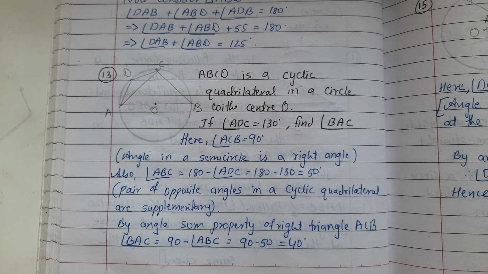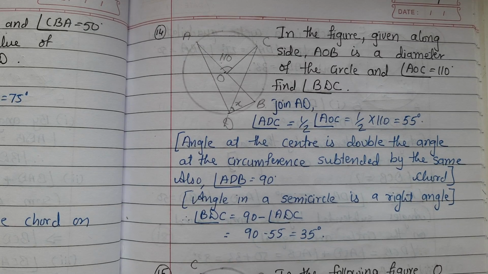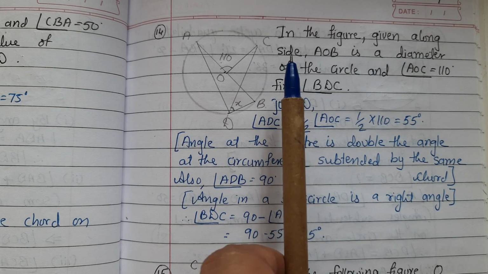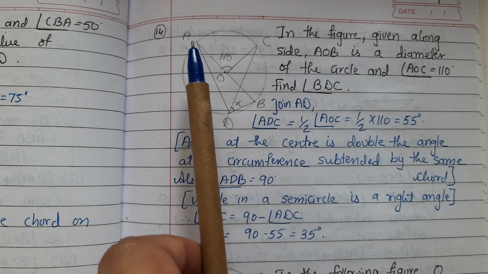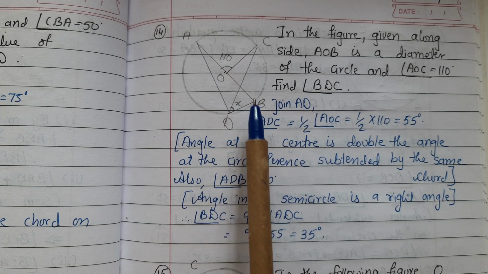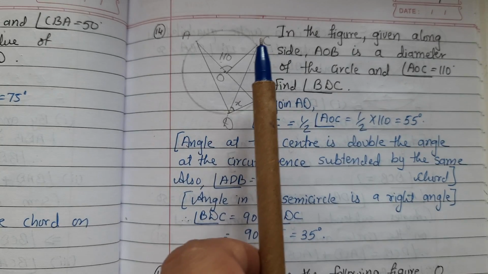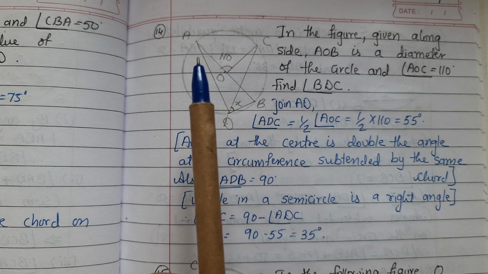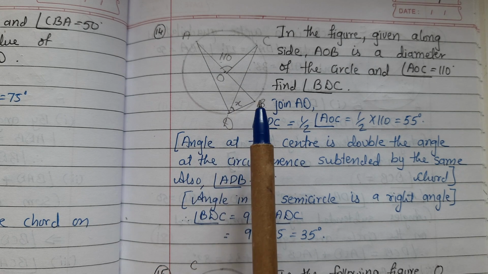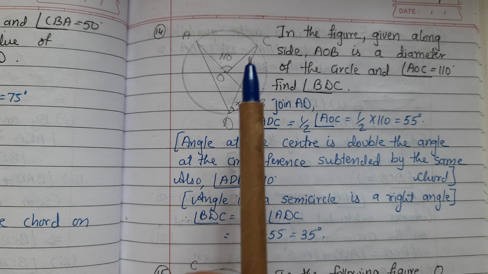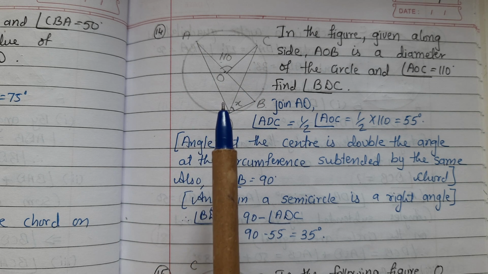40 degree. Number 14, in the figure given alongside, AOB is the diameter of the circle and angle AOC is 110 degree. Find angle BDC. Join AD.